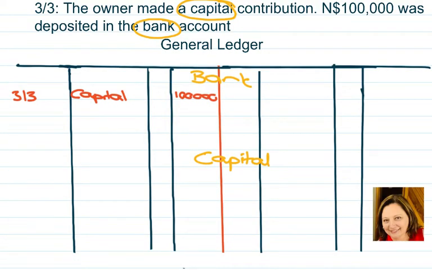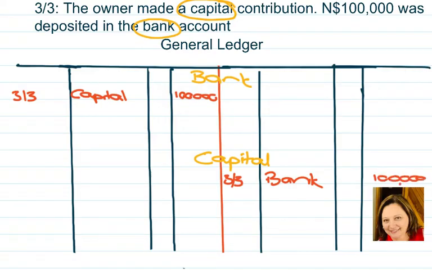You will remember that capital was a part of owner's equity. If my owner made a contribution now, the capital amount will go up, because today I have more capital contributions than I had yesterday. Capital or owner's equity increases on the credit side. So on my credit side, I have my date. My details refers to the other account involved, and I have my amount.